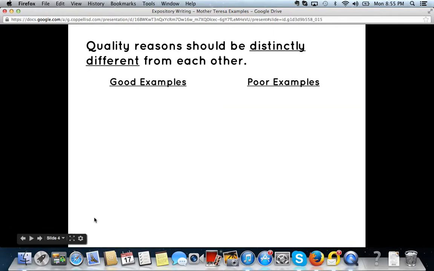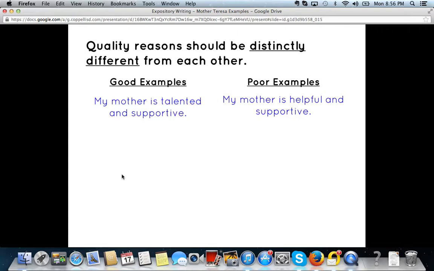I hope you do. I hope you remember that it's that they should be distinctly different from each other. So they should not be the same reason repeated in different words. Okay, so for example, my mother is talented and supportive. Those are 2 different things. I could have a mother that is very, very talented. She's a great piano player maybe, but she's not very supportive of me. Or I could have a mother that's very supportive of me, but she doesn't have many talents. They're different things. A poor example would be, my mother is helpful and supportive. Think about why that would be a poor example. Did you think about it because helpful and supportive mean the same thing?